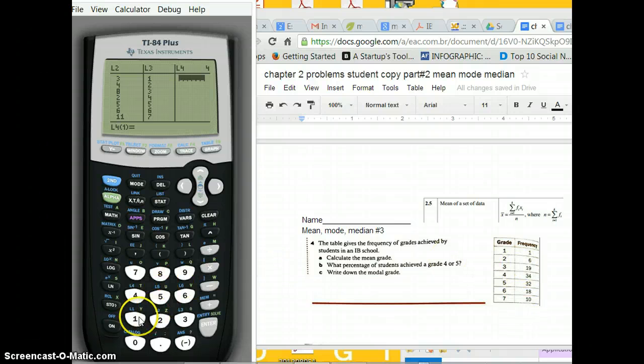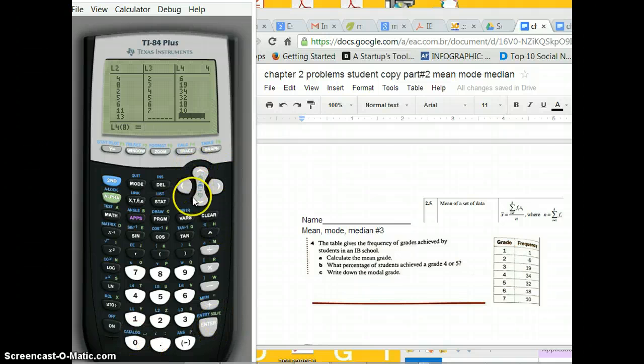So the first number is 1, so there was one person that got a 1, and there were 6 people that got a 2, and there were 19 people that got a 3. Enter. There were 34 people that got a 4. There were 32 people that got a 5. And there were 18 people that got a 6. And there were 10 people that got a 7.